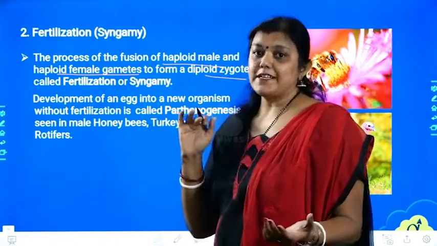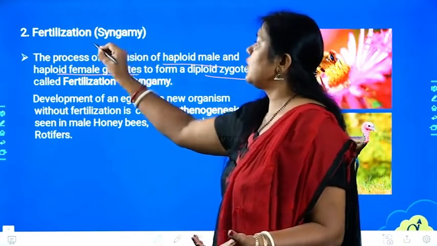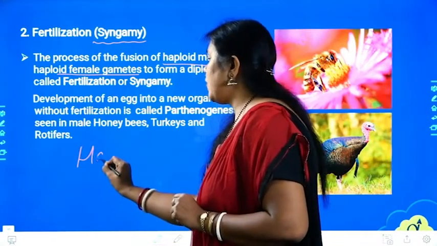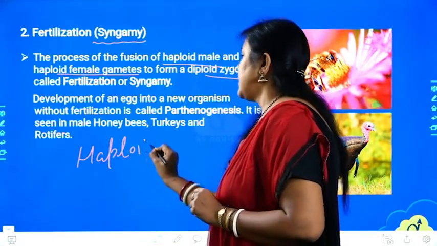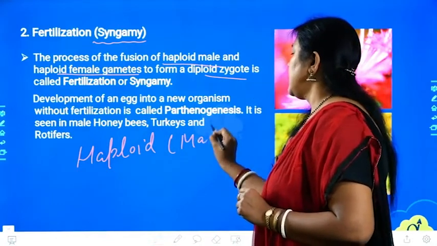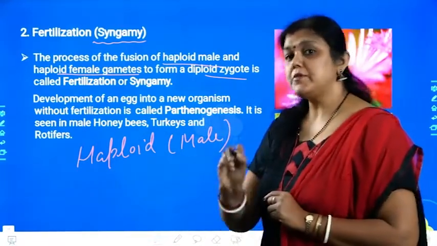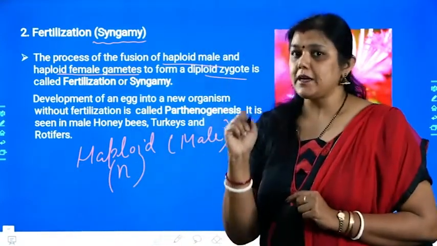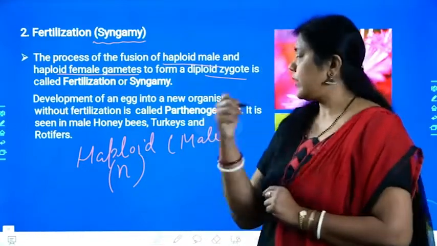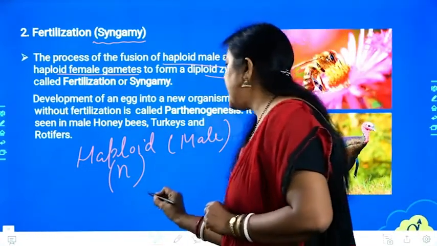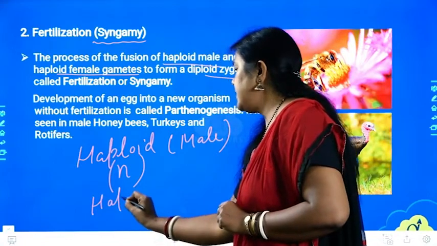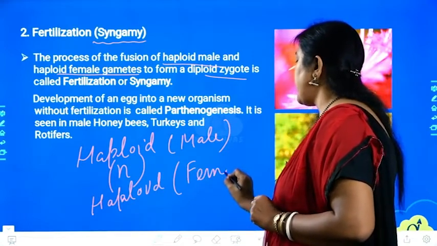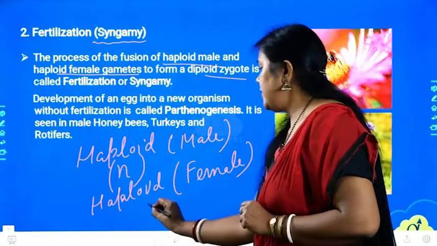This process is called fertilization, or it is also called syngamy. Now, what is happening over here? There is a haploid male gamete. What is the meaning of haploid? The ploidy, or the number of chromosomes present in that particular gamete, is n. So there is a haploid male gamete, and there is also a haploid female gamete.